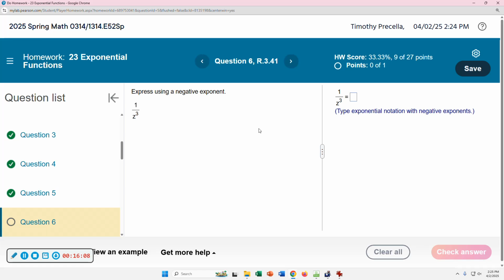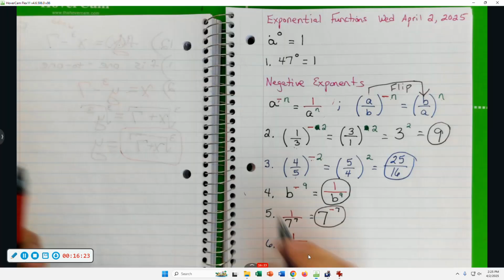Okay. Number 6. The same instructions. They want you to rewrite this thing using a negative exponent instead of a fraction. So what is that? 1 over z to the third? Yes.